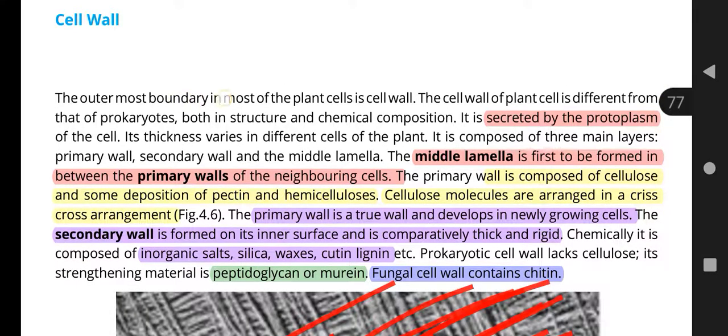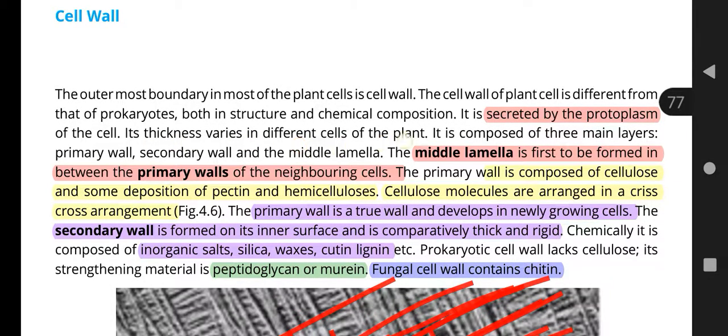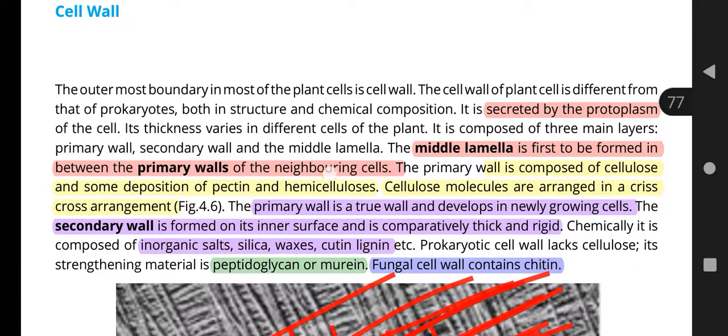The outermost boundary in most plant cells is the cell wall. The cell wall of the plant cell is different from that of prokaryotes, both in structure and chemical composition. It is secreted by the protoplasm of the cell. Its thickness varies in different cells of the plant. It is composed of three main layers: primary cell wall, secondary cell wall and middle lamella. Middle lamella is the first to be formed between the primary walls of the neighboring cells.